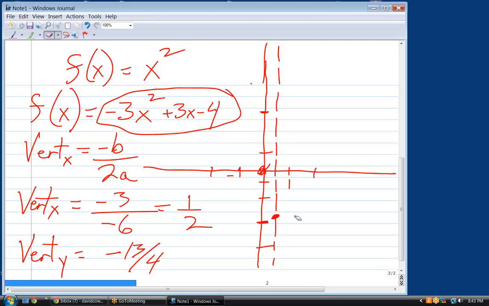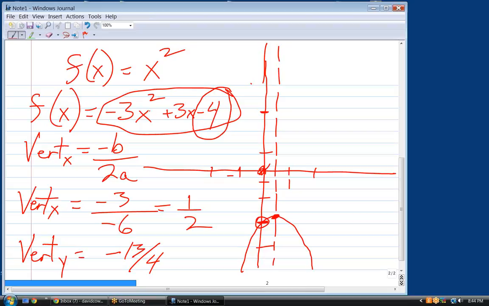There aren't any x-intercepts. Why? Because that's the vertex and I know that it points down. So it's got to go like that. Question is where does it cross that y-axis? Right there. Why? Because it crosses the y-axis whenever x is 0.